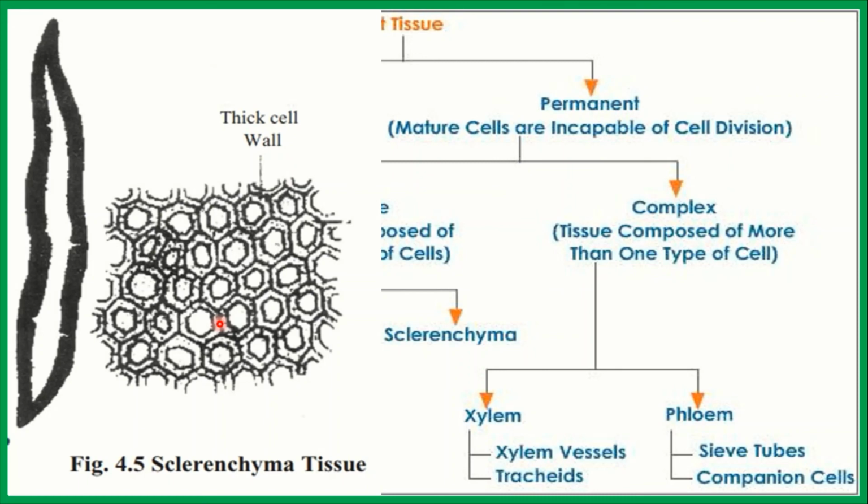The main function of sclerites is to give strength and rigidity to the plants, and sometimes to form the hard covering of fruits and seed coats and protect the inner soft tissue, for example in coconut. And dead cells sometimes contain waste materials.